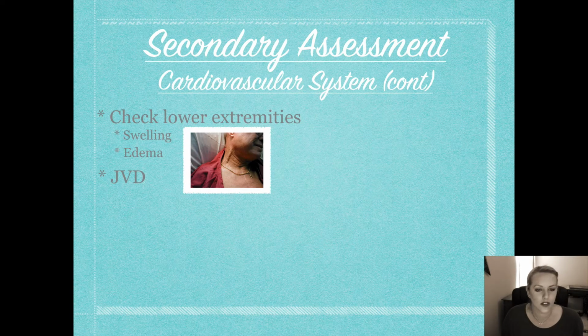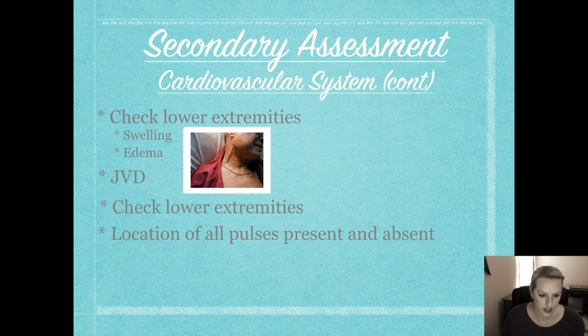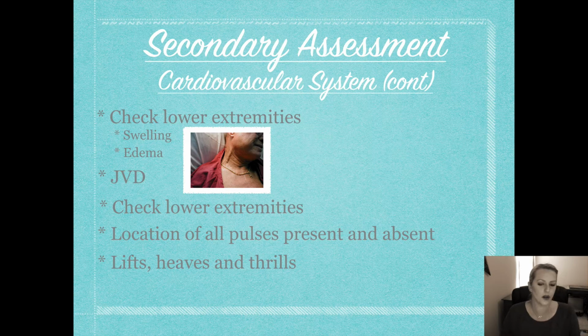We also want to check for JVD, jugular venous distension, and this can be a sign of lots of things, and we'll go over some more of them in class. So again, check our lower extremities. We want to check for the pulses, any swelling, edema, color, any of that. We want to, again, look at the location, see if all of our pulses are present or if they're absent. Also, when you're feeling for the pulse, look for any lifts, heaves, or thrills. Basically, anything abnormal with their pulse.